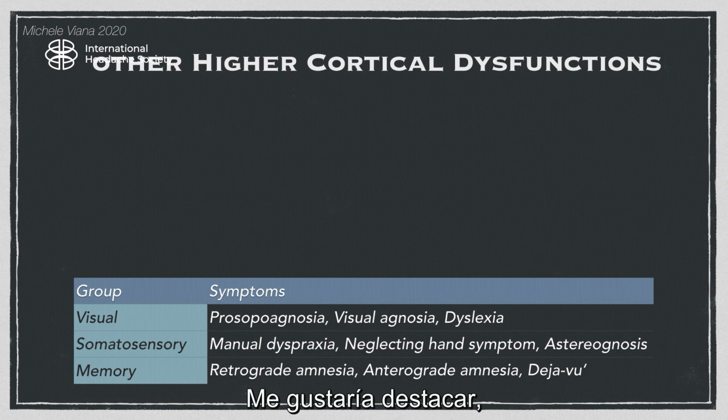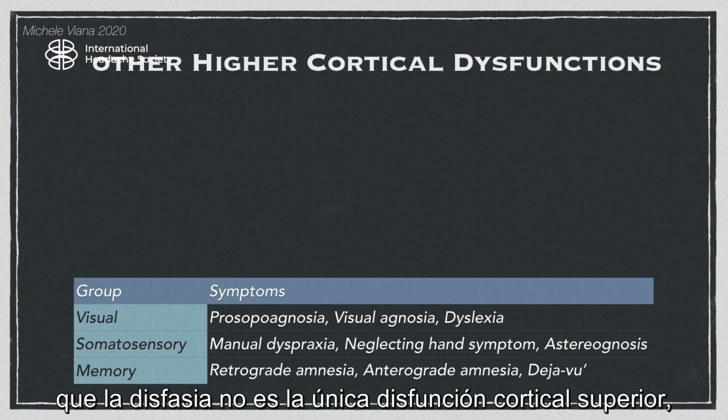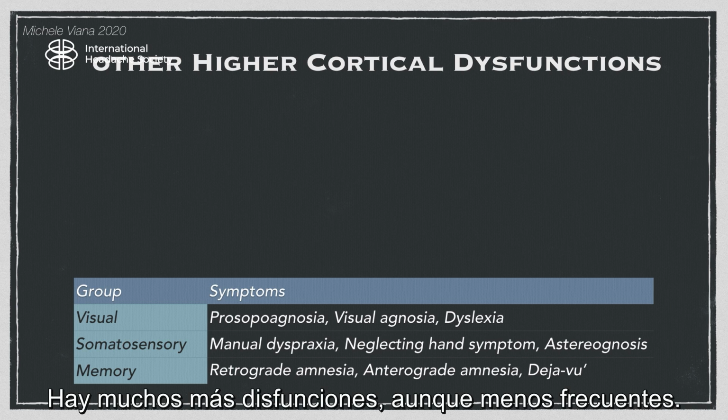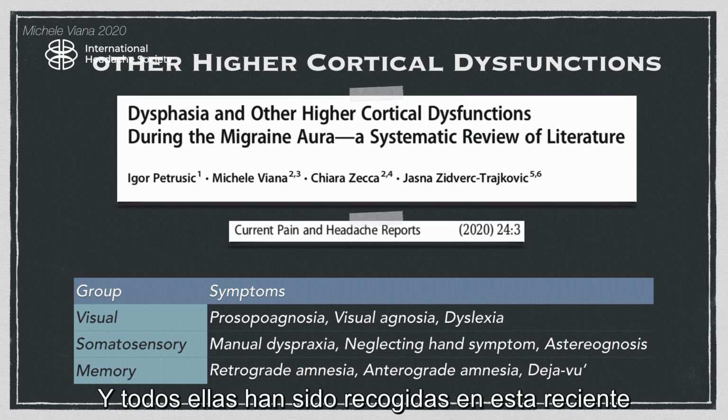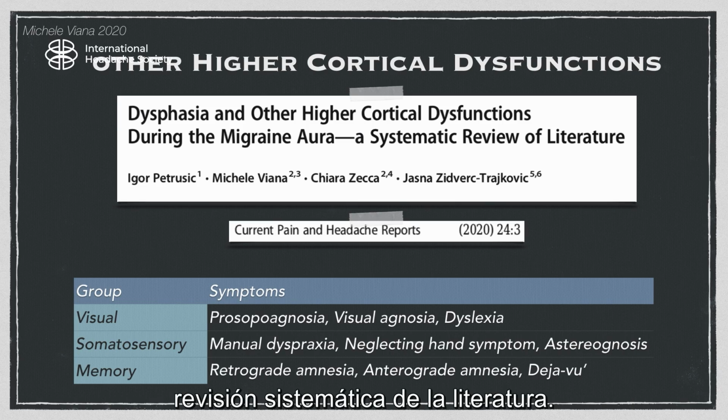I'd like to highlight that dysphasia is not the only higher cortical dysfunction that can occur during aura. There are many more, though less frequent, and all of them have been collected in this recent systematic review of literature.